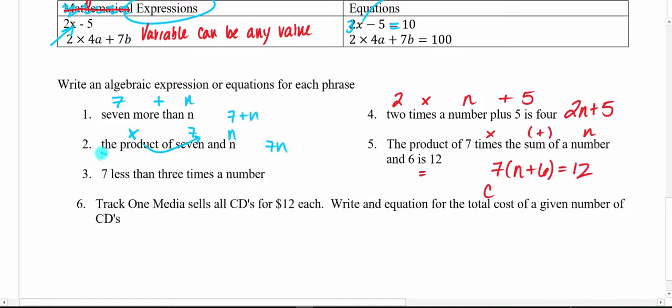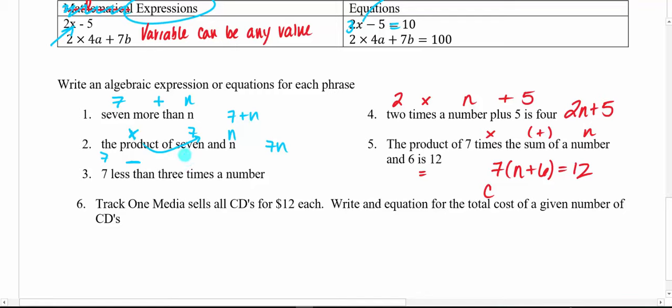Here's another one. 7 is less than 3 times a number. So we have to be careful with subtraction, right? We know less than means subtraction. That's what we're talking about there. And you're like, wait, is it an inequality? No, that's not really where we're at yet. So we need to make sure that we pay attention to subtraction, because it has an order to it. Order actually matters.